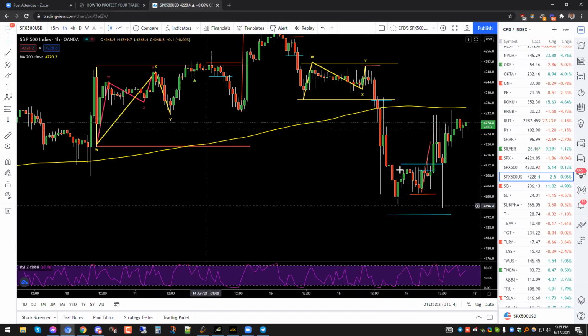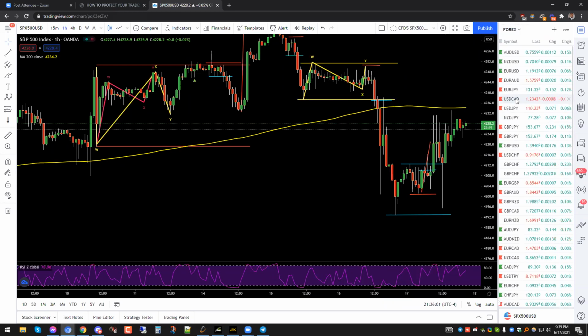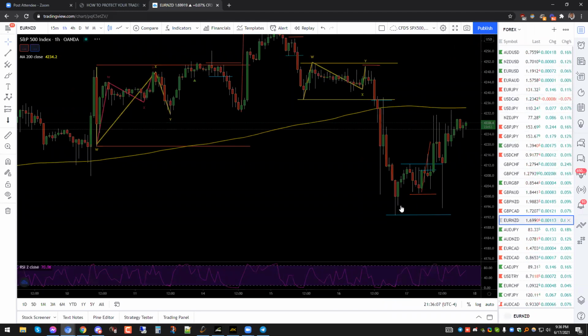Okay, so let's take a look at another instrument. Someone said Euro NZD. Let's take a look at Euro NZD. Let's see here, where is it? There it is.